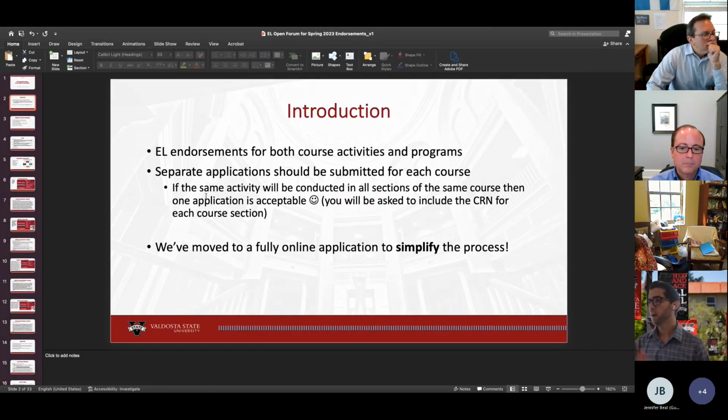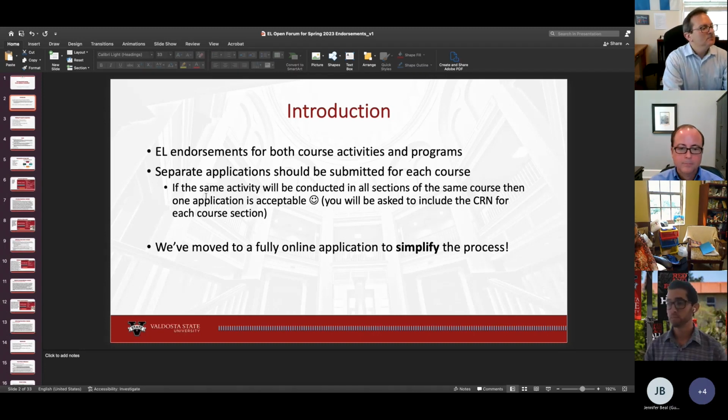Just to start things off, experiential learning endorsements are for both course activities and programs. When we say programs, we do not mean entire academic programs. We're actually referring to programs that you're doing that maybe fall outside the confines of a traditional class. In terms of the applications, we ask that separate applications be submitted for each course. However, if you are trying to do an endorsement of an activity that occurs across multiple course sections, that's absolutely okay. Just make sure to indicate those CRN numbers for us.